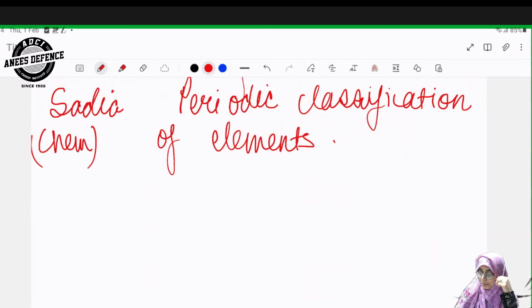Classification of elements and periodicity properties. As we know, there are more than 100 elements. So scientists felt the requirement of classification. Classification means what? Grouping of the elements.